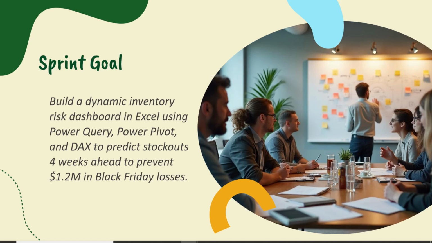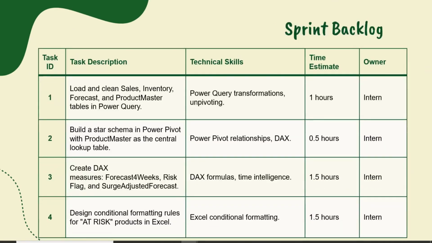So if you look at our sprint goal again, it becomes very clear that we could easily break down this goal into smaller tasks, right? Just as we discussed, these tasks make the sprint easy and executable. So now we have our tasks broken down, and the first task will be to load and clean sales, inventory, forecast, and product master tables in Power Query. That is to say that these are the tables we'll be using, okay? Then the second task will be to build a star schema, that is a relationship between these tables, okay?